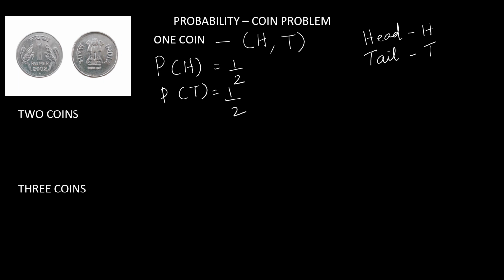So how many heads are there? Only one head. How many total outcomes? 2. So 1 by 2 will come. In the same way, probability of tail also we will get 1 by 2, because only one tail, 2 outcomes.